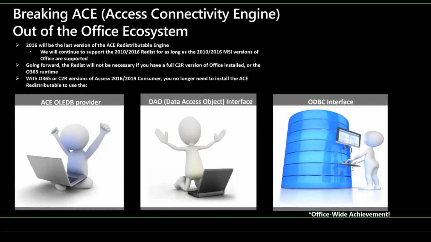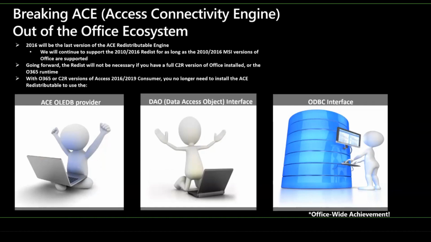So what is this? As you know, you have needed to install the ACE redistributable engine to expose ACE outside of the Office ecosystem. But now with Microsoft 365 or click-to-run versions of Access 2016 or 2019 Consumer installed, you will no longer need to install the redistributable to use our OLEDB provider. And what that does is that helps with connecting Access to tools like Power BI and custom apps.